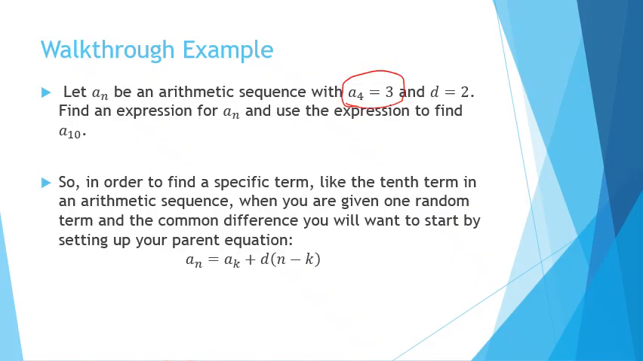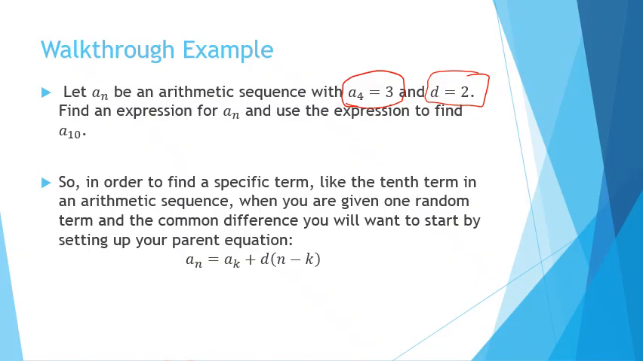So in this case, we're given our fourth term is 3, and we're given our common difference to be 2. We want to then find a general expression for a of n that can be used to find any term in the sequence, and then use that expression to find the 10th term in the sequence.